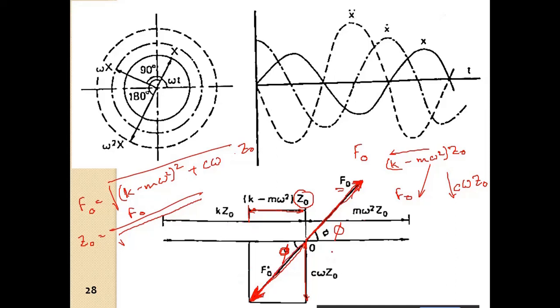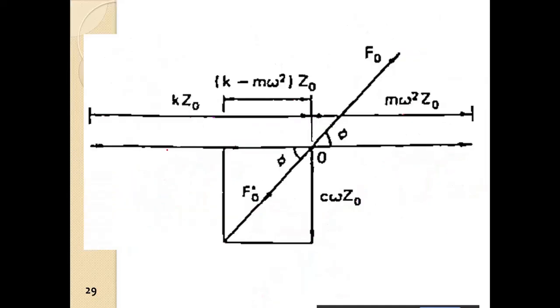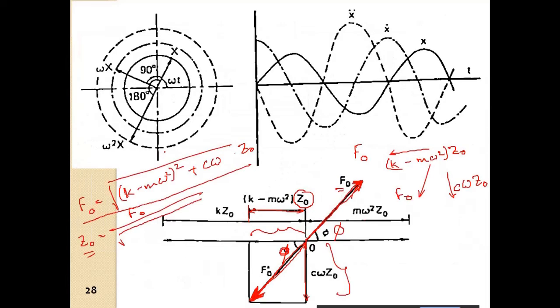The magnitude of Z naught will depend on F naught, and we can find out Z naught very easily. So this is A and this is B, and C is equal to root over A square plus B square. That is what we have used here. Very easy to find out. Okay, the next thing we will continue in the next class.